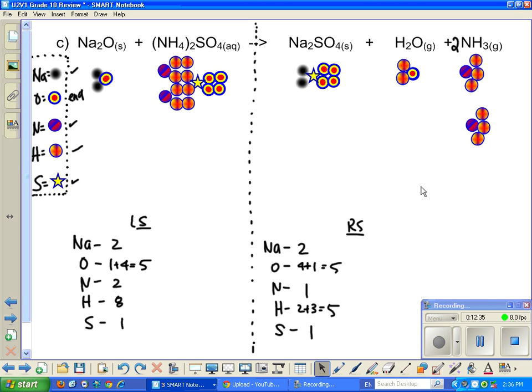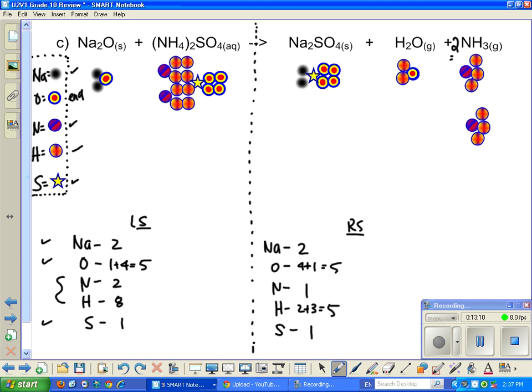So you can see that there are 2 sodiums in both cases, so they're already balanced. The oxygens are already balanced. The sulfurs are already balanced, and so it's only the nitrogens and hydrogens that are not. So I look at the nitrogen, I say there's 2 on the left, but there's only 1 on the right. What can I multiply the nitrogen by? And by multiply, I mean out in front. I can't change anything inside the chemical formula. It alters what's connected to what. So I can multiply it through by 2.